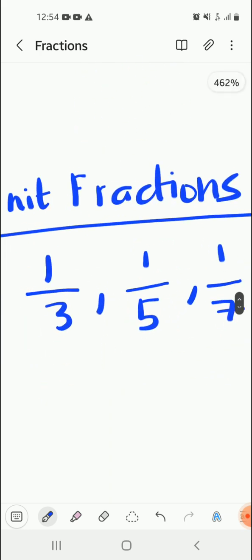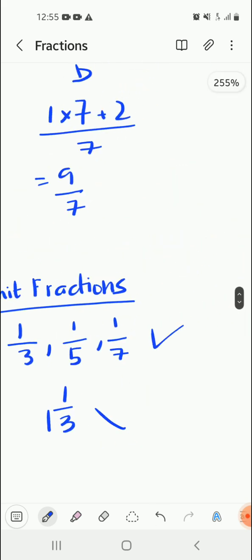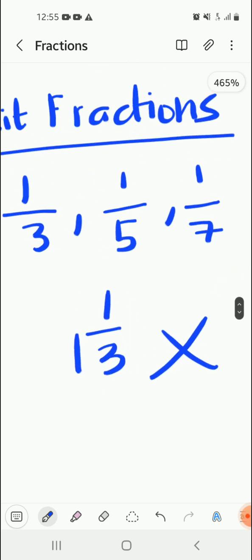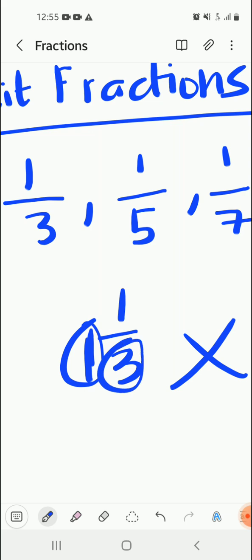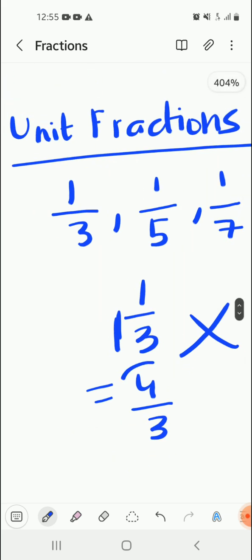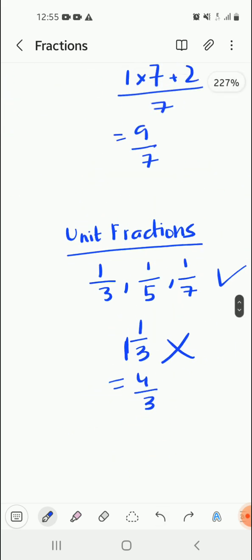If it is given in this form, for an example 1 and 1 by 3, then this is not a unit fraction because it actually means a mixed fraction. So 1 is the whole number. So 1 into 3, 3, plus 1, 4. So it is actually equal to 4 by 3. So it doesn't have 1 in the numerator. So definitely this is not a unit fraction.